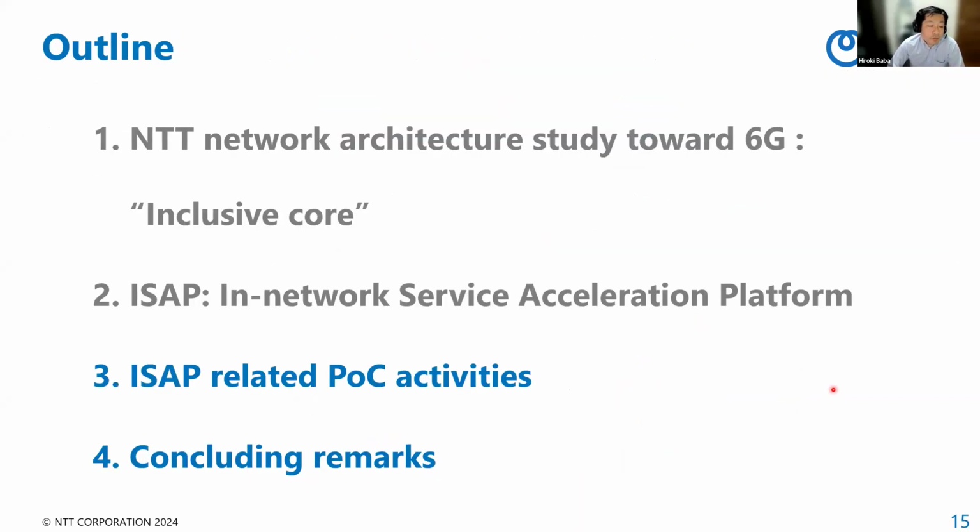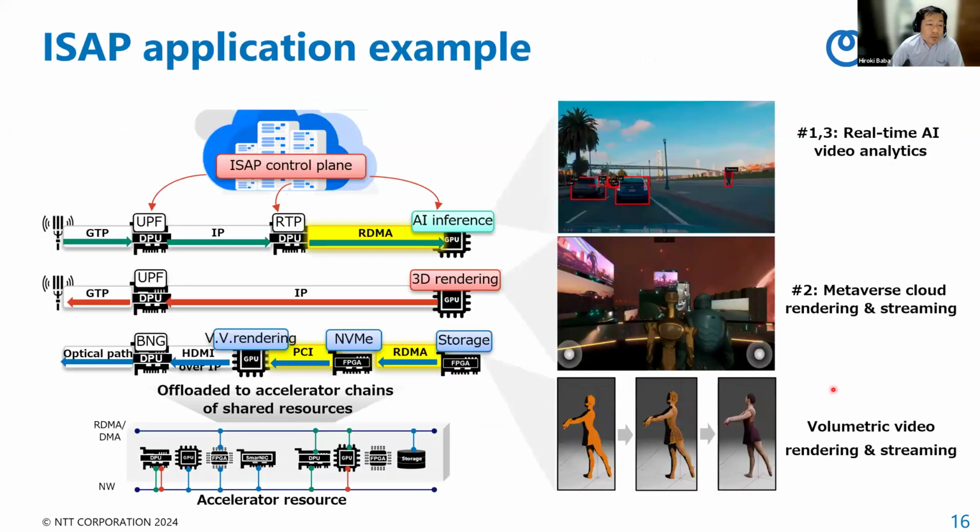So now I would like to introduce the POC activities with the ISAP. We are actually trying to test the realisticity and validity of our architecture in our lab, and we implemented the ISAP control plane on the cloud, and also some accelerators are used to offload UPF or RTP header handling, or applications such as AI inference or 3D rendering of the metaverse application.